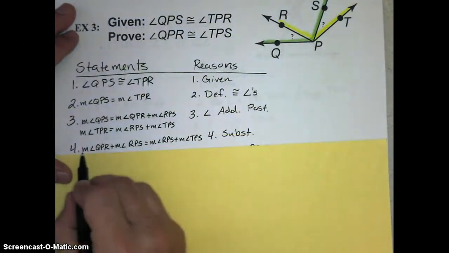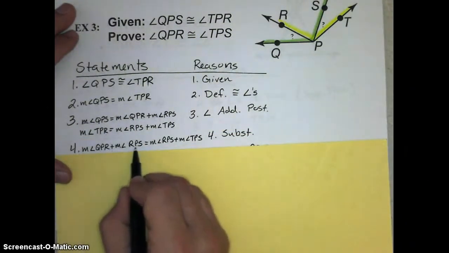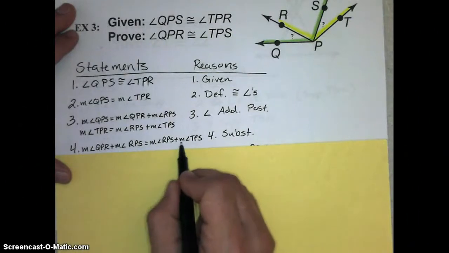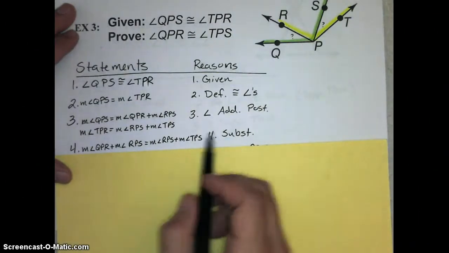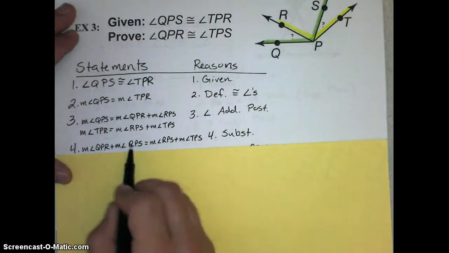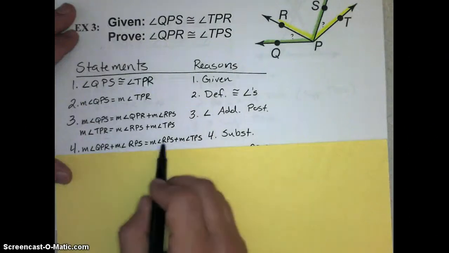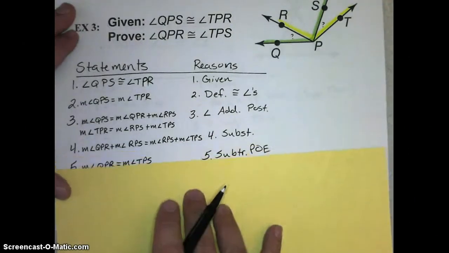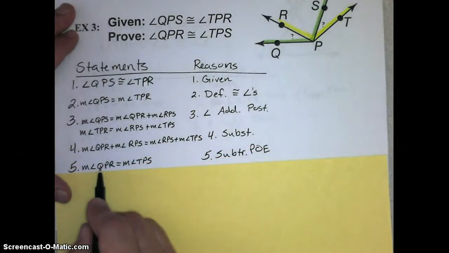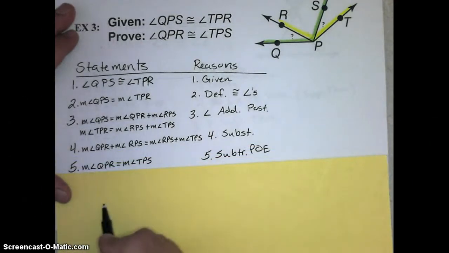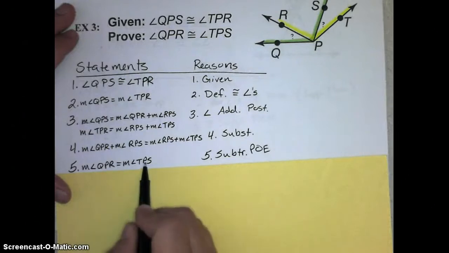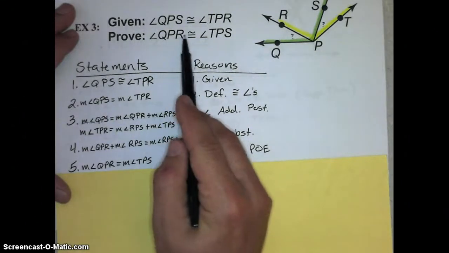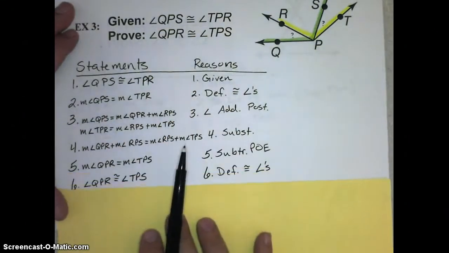So I can say measure of angle QPR plus measure of angle RPS equals measure of angle RPS plus the measure of angle TPS by substitution. And once again, remember we noticed they both share the measure of angle RPS on both sides, so I can subtract that from both sides and get the measures of angles QPR and TPS are equal by the subtraction property of equality. And since these measures are equal, I can move on to what I was trying to prove, that the angles are congruent by definition.